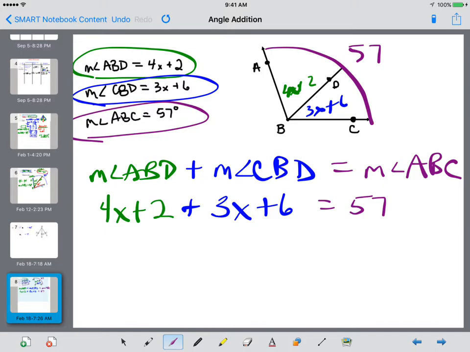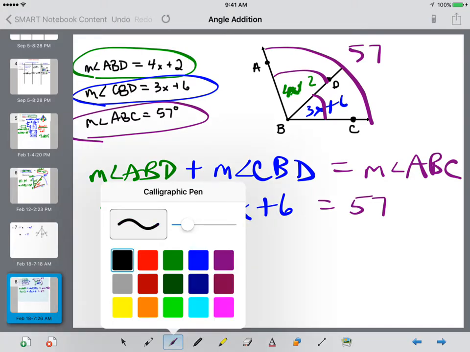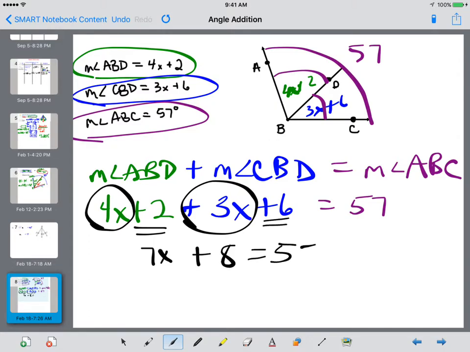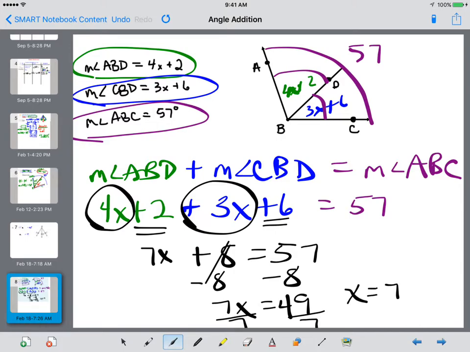So in this case, we were given three pieces of information. We were given what each angle represented. We have no indication of knowing if it's equal or not. So we add the two smaller portions together to get the entire thing. Now I just go through and solve. So I got to combine like terms. So we have 7x. Combine the 2 and the 6. 7x plus 8 equals 57. Subtract 8 on both sides. 7x equals 49. Divide by 7. We get x equals 7.